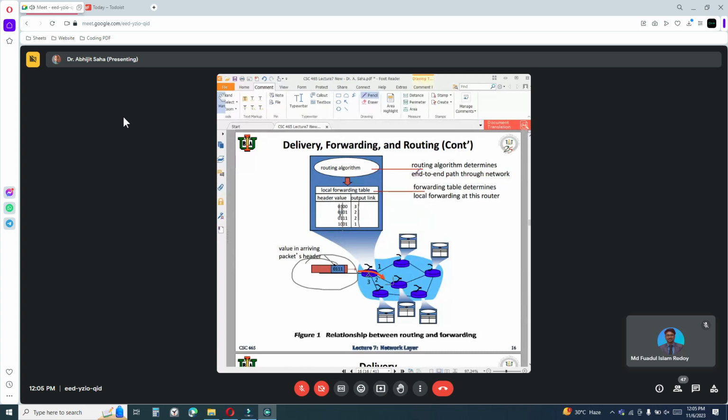So here, this is what it is saying: the routing algorithm determines the end-to-end path through the network, and the forwarding table determines local forwarding at this router. So once the router has received the packet, to which router it is going to be sent next is decided based on the forwarding table.